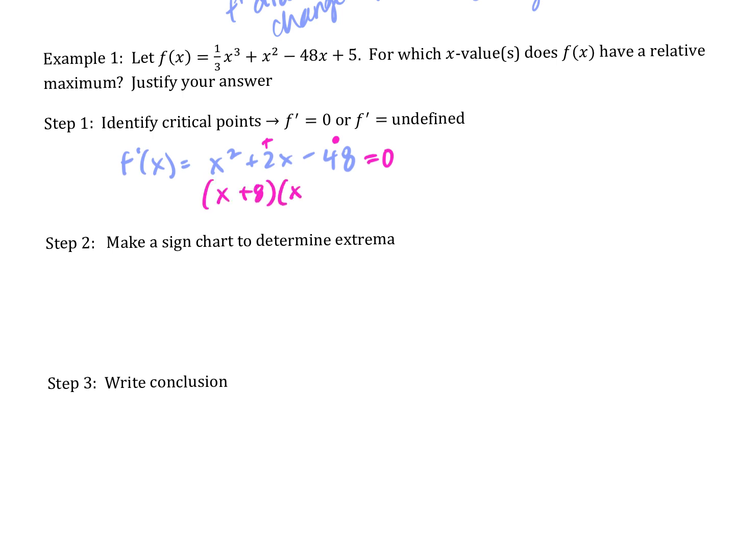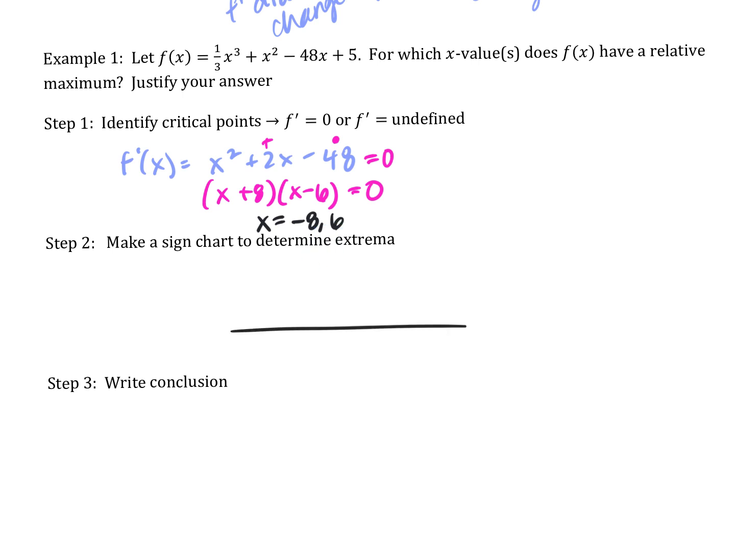8 and negative 6. Beast mode. What's my critical points then? Beautiful. You guys, critical points are where my f prime equals 0. Got him. Anytime this f prime would be undefined, do we have any denominator here that could be equal to 0? Nah. So these are our only critical points.